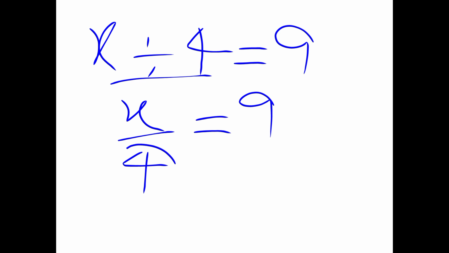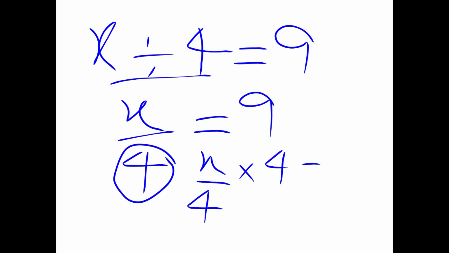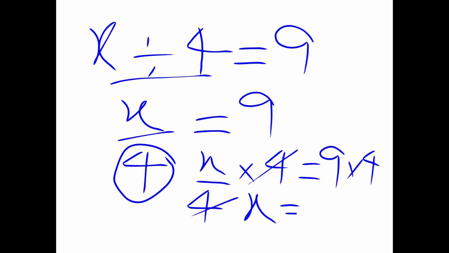How can we eliminate this 4 on the LHS? By multiplying. Since this is in division, we multiply: x divided by 4 multiplied by 4 is equal to 9 into 4. This 4 and this 4 will cancel each other. x is equal to 9 4s are 36, right?